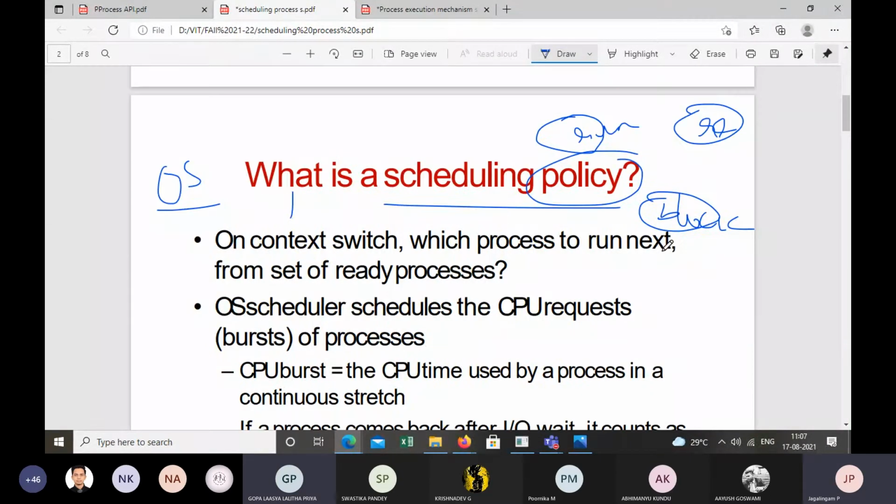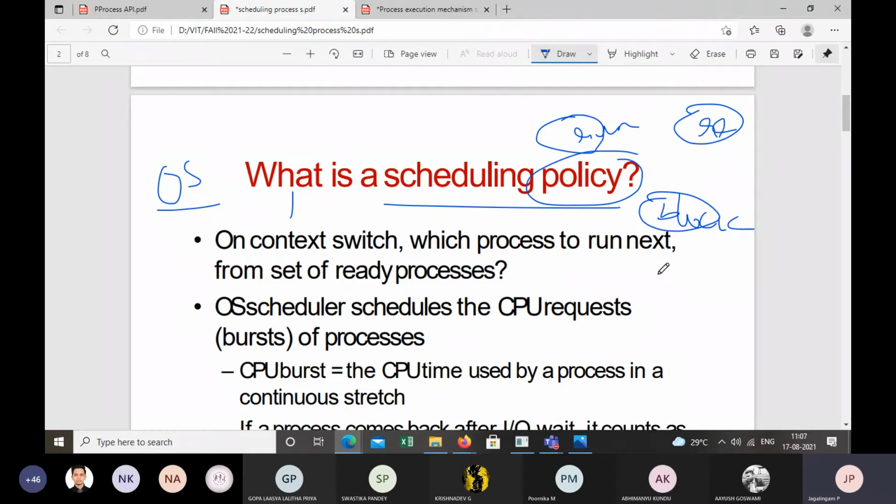The process is ready to execute. Good. In the ready state, you will have multiple processes which are ready for execution. Now we have a scheduling policy to pick one process for the execution, right? That is what we are going to discuss today.